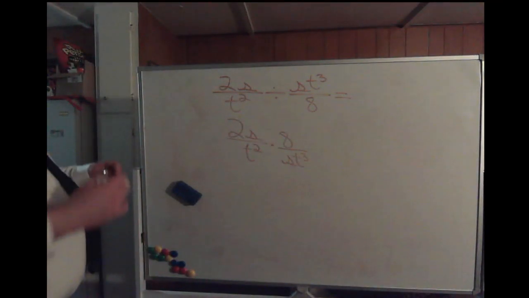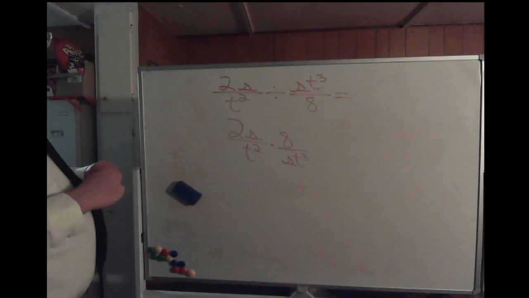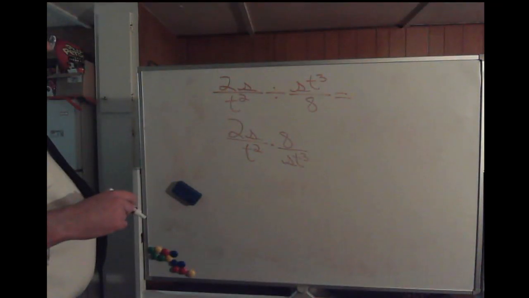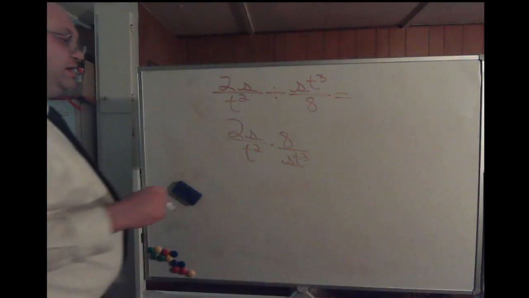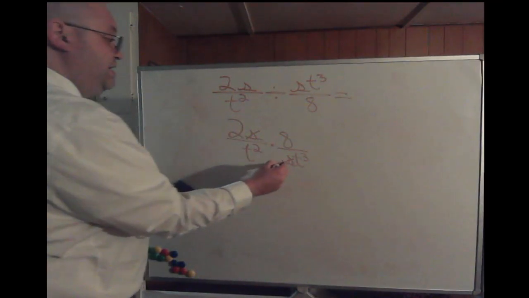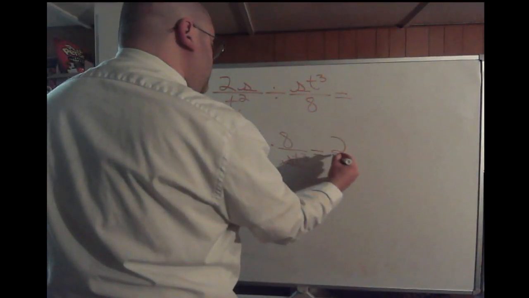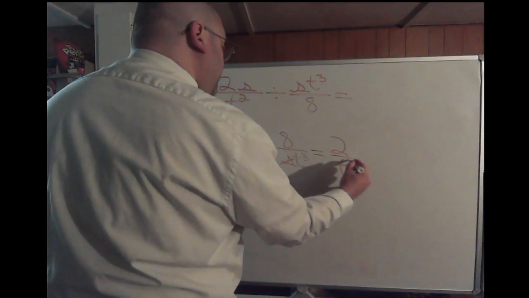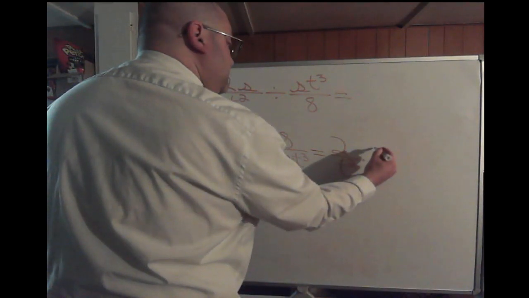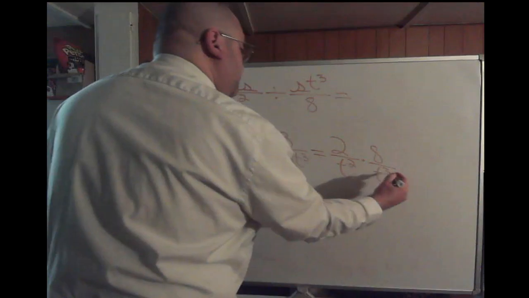Okay. Let's look for anything that cancels out between the numerator and denominator. The only thing that really strikes us is going to be the s. The s cancels out, nothing else seems to. So what you'll have is 2 over t to the second power times 8 over t to the third power.